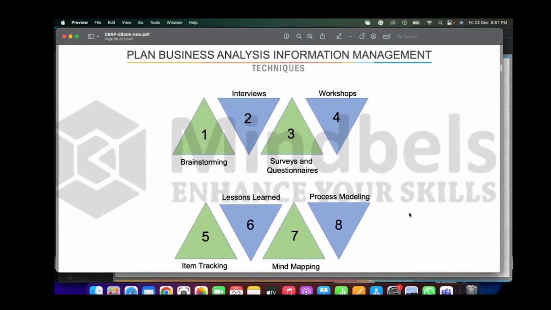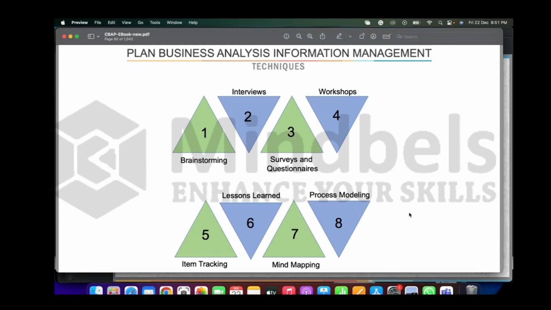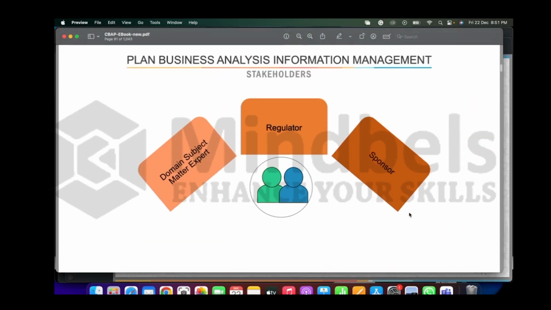So here are your techniques, and we have 8 different techniques for information management: brainstorming, interviews, surveys, workshops, item tracking, lessons learned, process modeling, and mind mapping. That is important. You can determine which various techniques are available. You will have to follow whichever approach you think is better, and based on that approach, you can select the technique that you think will benefit you.